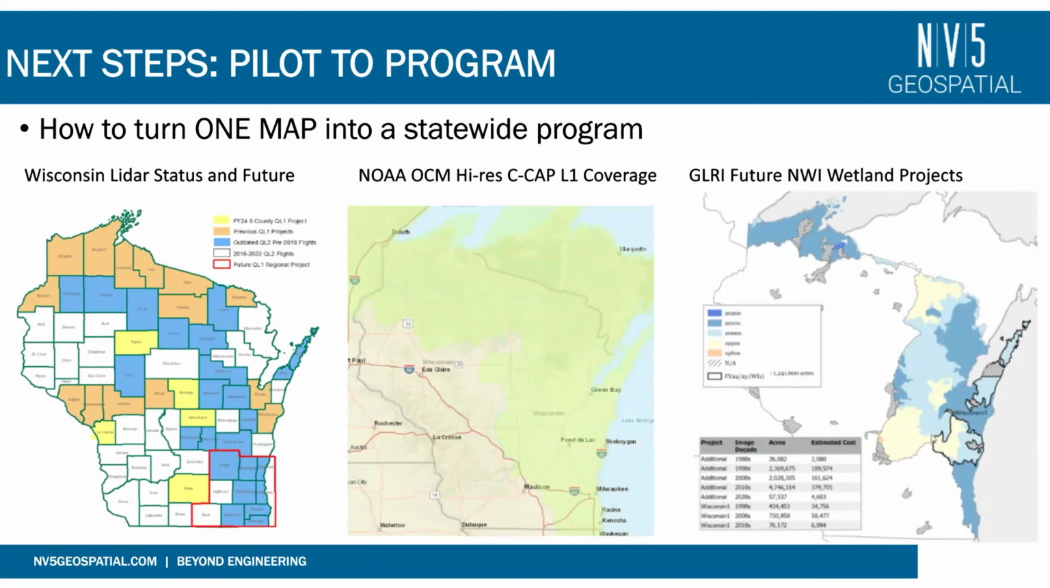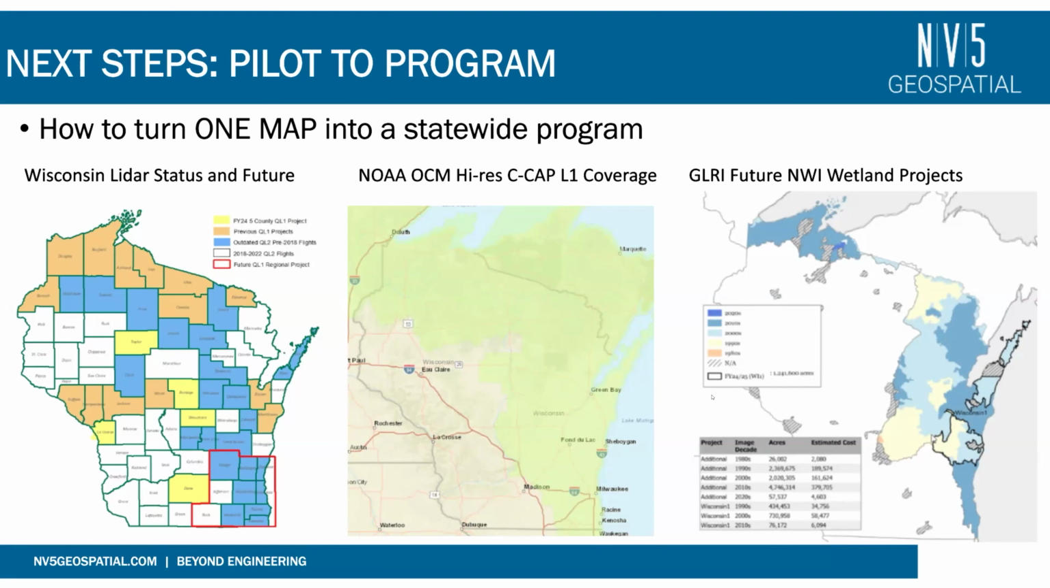trying to figure that into the equation. The little map in the middle is actually our CCAP coverage right now, which is pretty extensive. It's pretty nice. We're not like Michigan, but we're in pretty good shape. We'd like to extend that to the rest of the state.